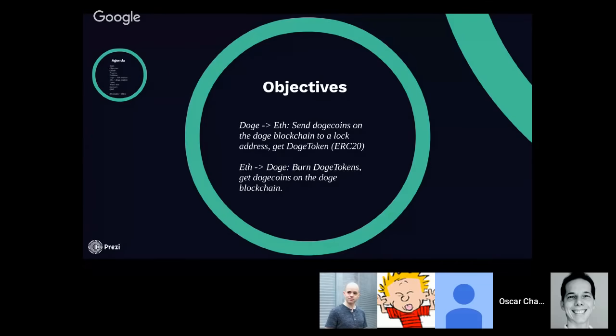Just for clarification, there was another project with the same name, Doge Ethereum. That project is not a bridge, and we are not related to that project.